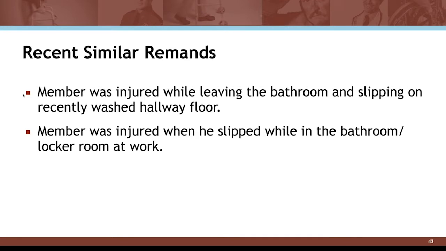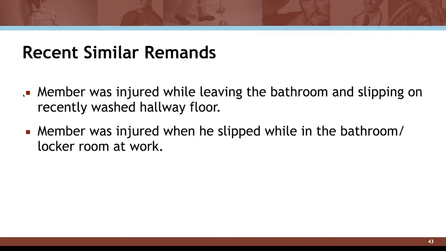PERAC had to remand this application. We told the board that they must make findings of fact trying to reconcile the discrepancies in the description of this injury. We also pointed out he's still not eligible because he was leaving a non-work obligation, the bathroom.